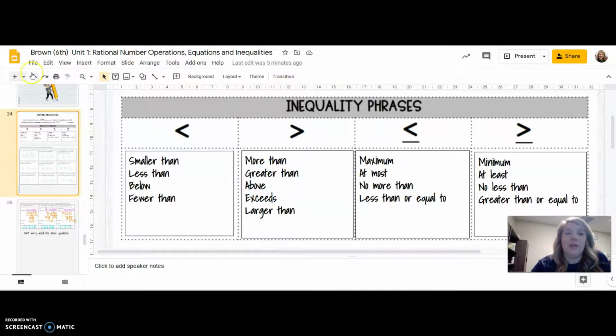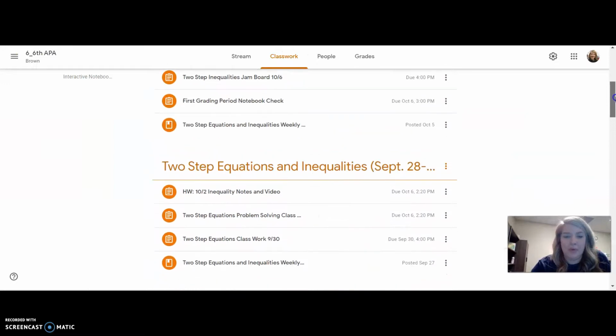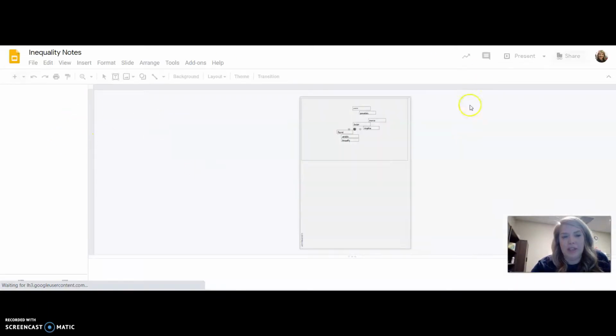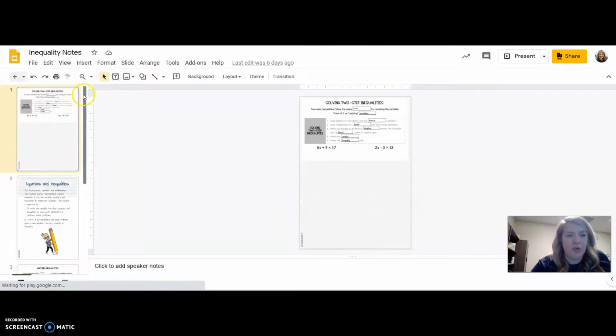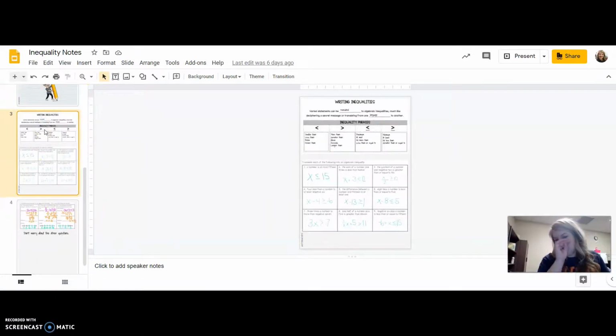Also in the classroom, this was the homework from the night before we took the quiz. Here it is, the inequality notes video. Here is Mrs. Brown's copy of these notes that you had access to in Google Classroom, and you had to pull over and put into your notes. There is where I just found the one for number 11.